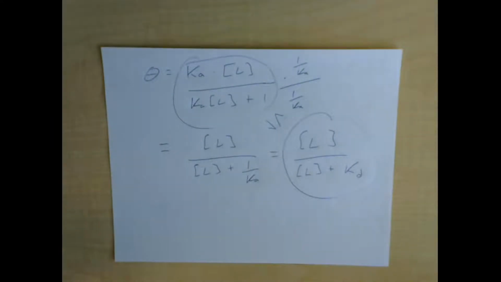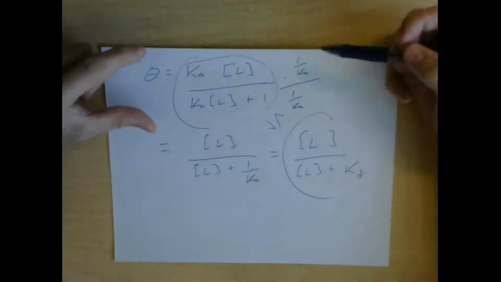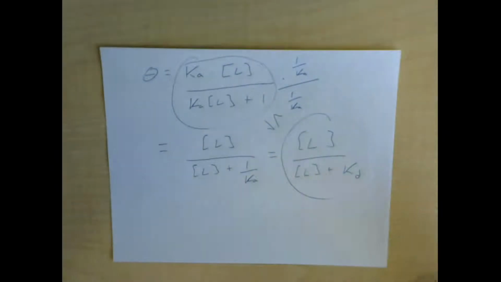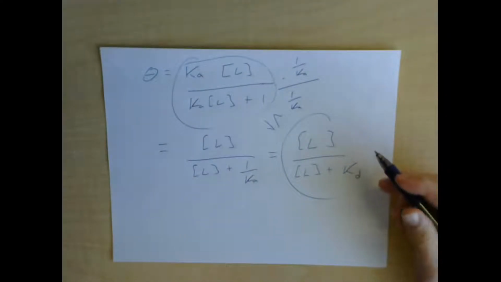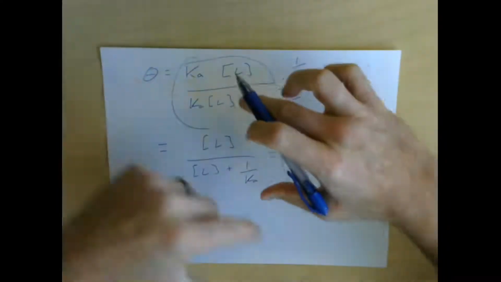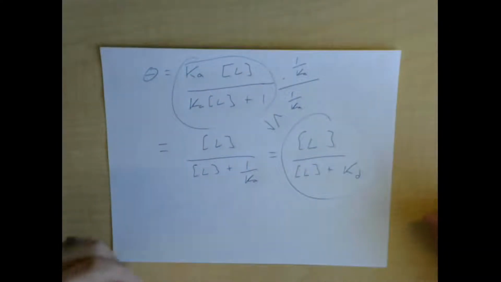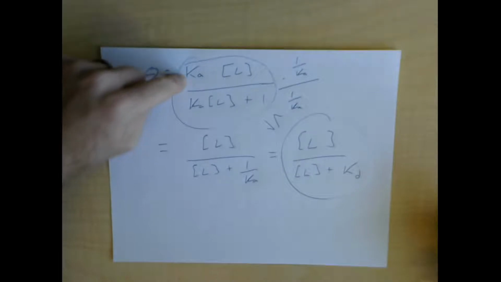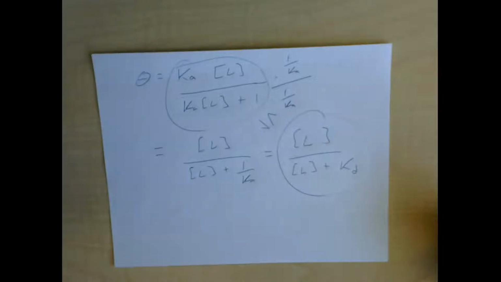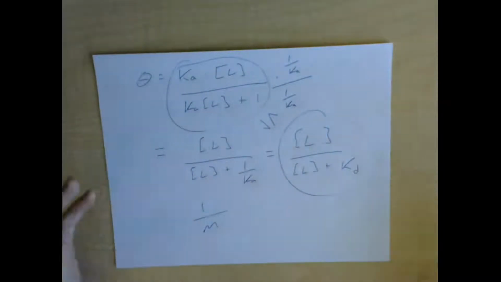I will be using this term a lot, but that is going to be defined mathematically by this function. Now, another thing to take note of here: if you convert between these two ways to express the fractional saturation, the equilibrium constant is going to have different units. Your Ka has units of 1 over molar, so 1 per molar. Your Kd is going to have units of just molarity, so don't mix up your units here.